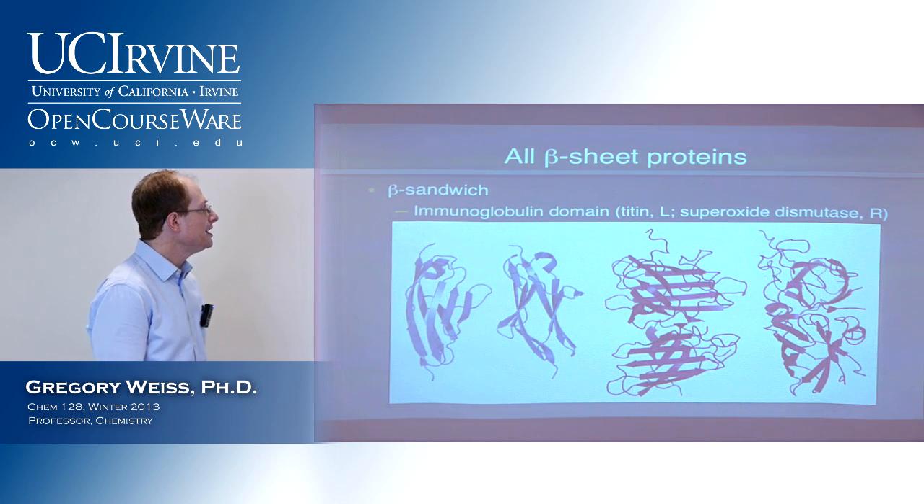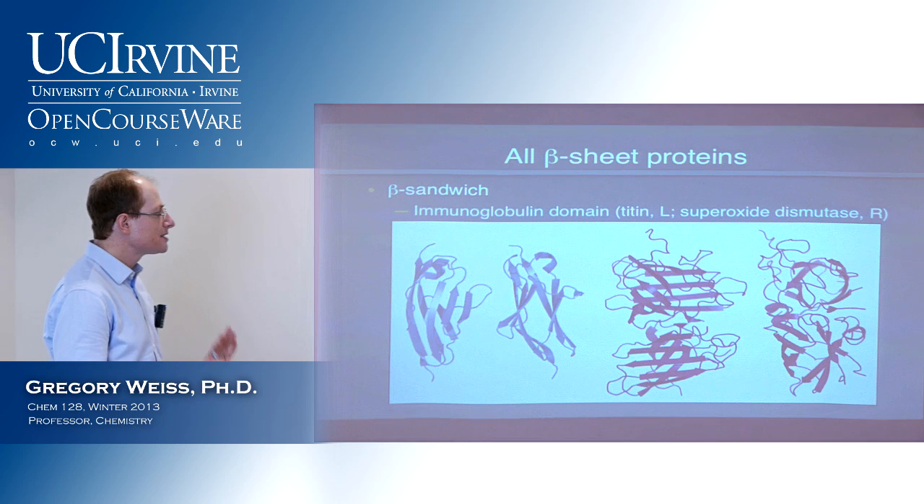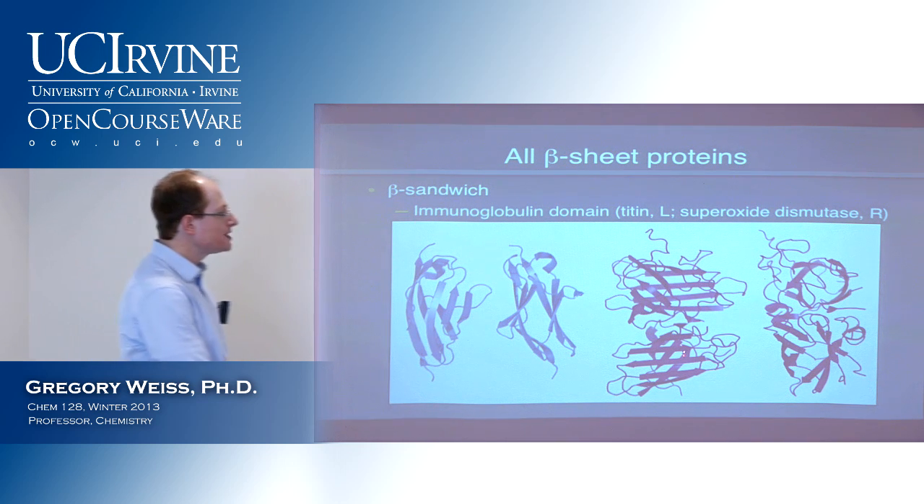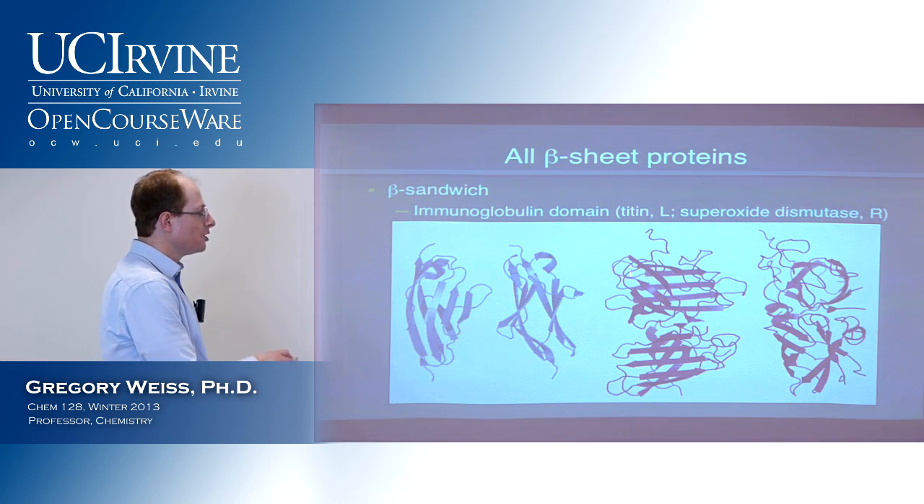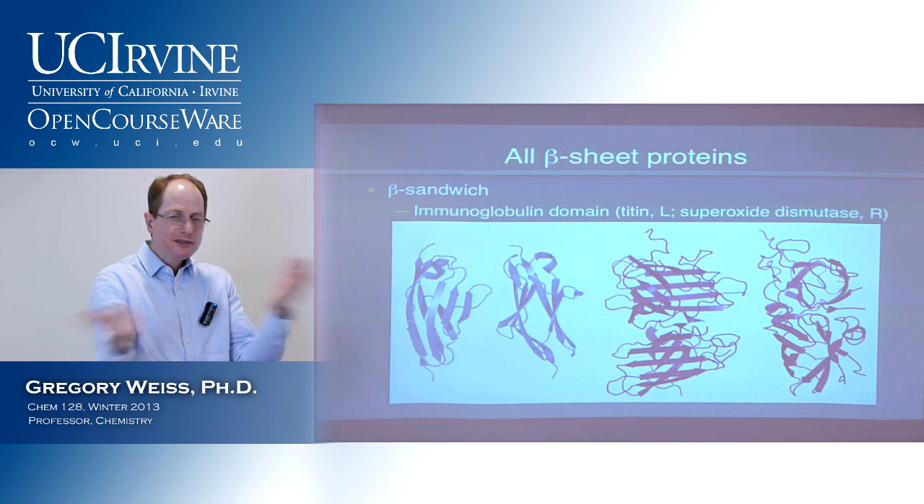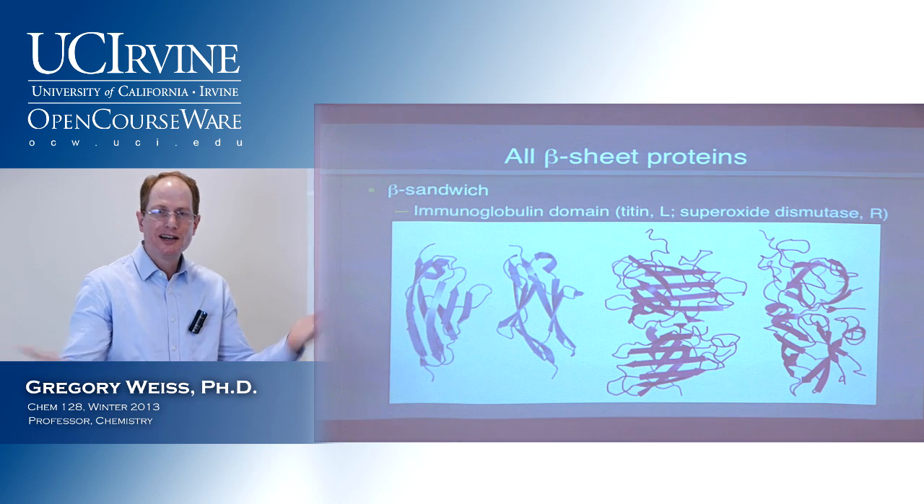So enzymes, last thoughts on protein structure. This is an example of an all-beta sheet protein called an immunoglobulin domain. These often assemble into long strings, and these are used in proteins like titin. Titin is found in muscles. Have you ever wondered why muscles are so strong?